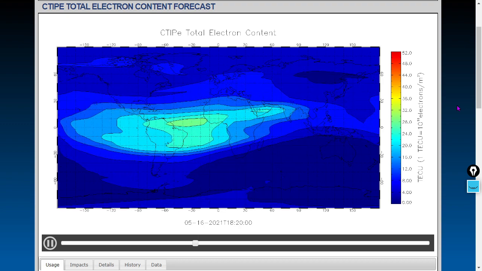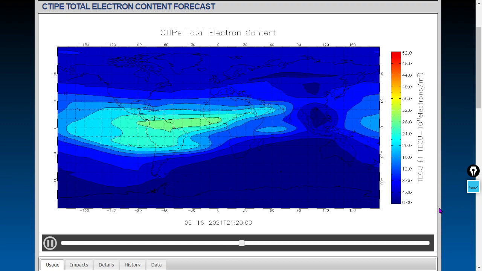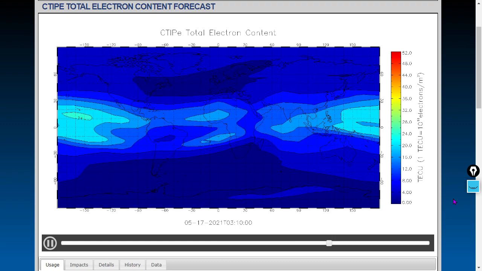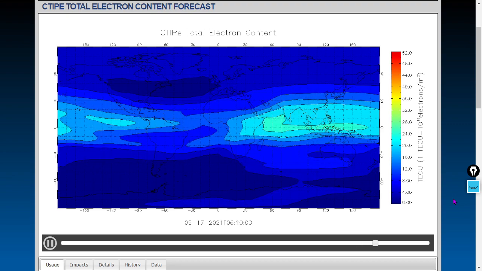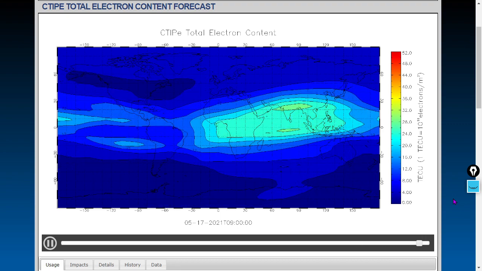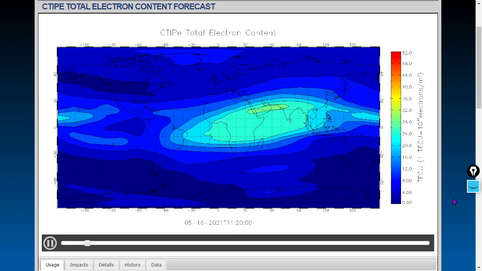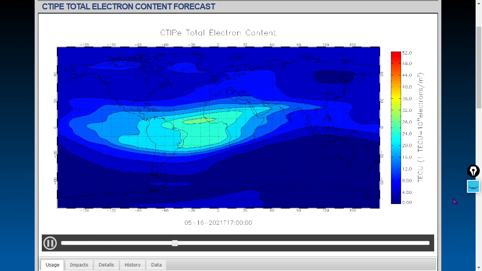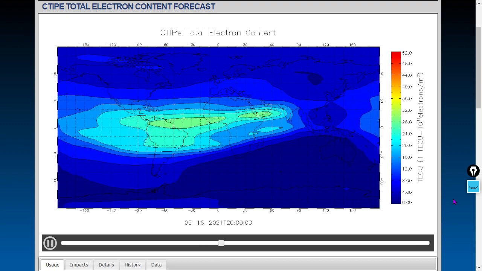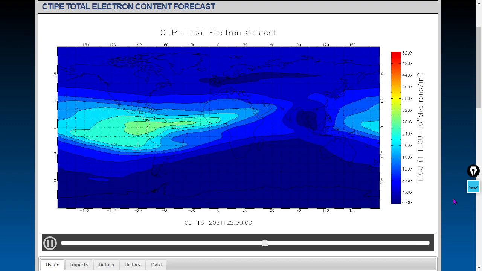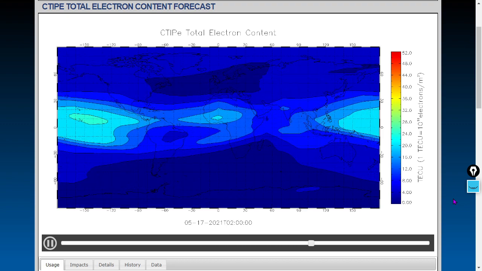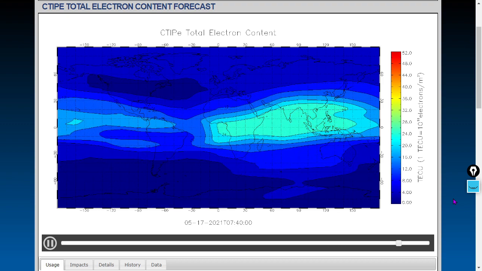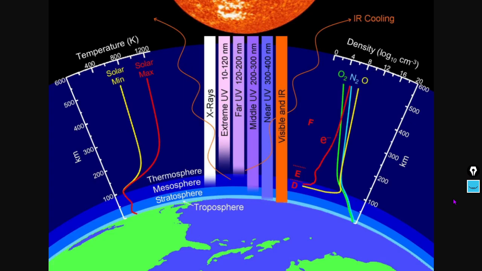Anyway, here's the total electron content forecast. This is the entire air column, essentially through both Van Allen belts. And we were seeing chaotic bands of electrons once again. You could expect to see GPS errors even at nighttime around the equator. As you can see, places like Africa, the Central Atlantic Ocean, and South America are all experiencing GPS errors at nighttime.